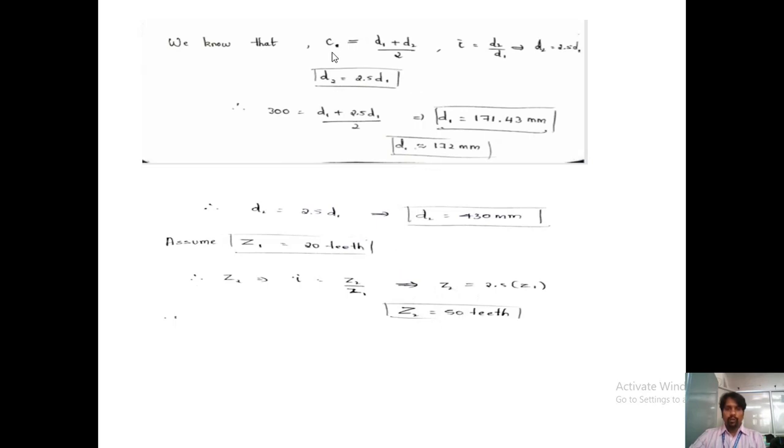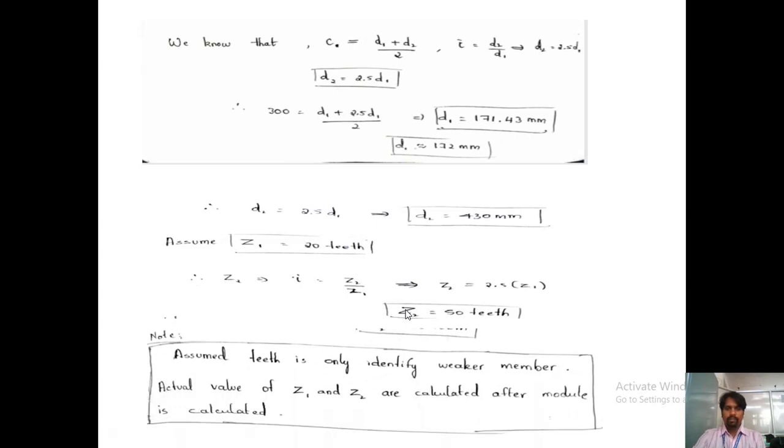In this, we know the diameter, but the number of teeth on the pinion and gear is not known. So we need to assume Z1 and calculate Z2. This number of teeth on pinion and gear will be assumed only for the first step, that is, to identify the weaker member. Once we calculate the module, we need to recalculate the corrected values of Z1 and Z2. So you have to note down that the assumed teeth are only to identify the weaker member. The corrected values of Z1 and Z2 are calculated after the module is calculated. You have to note this down.